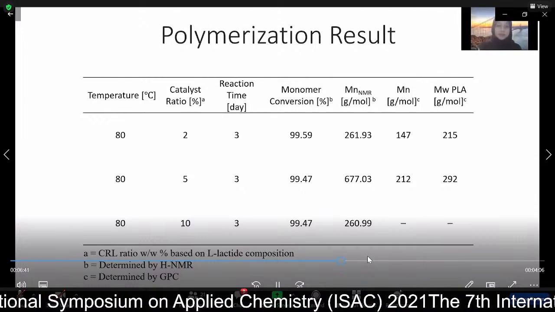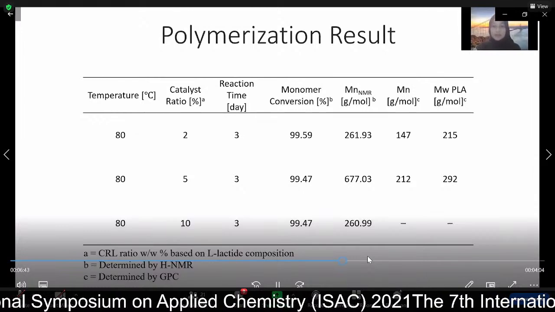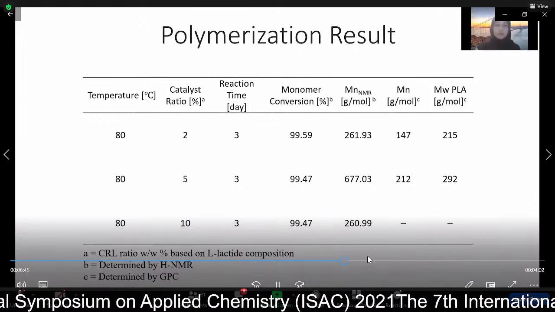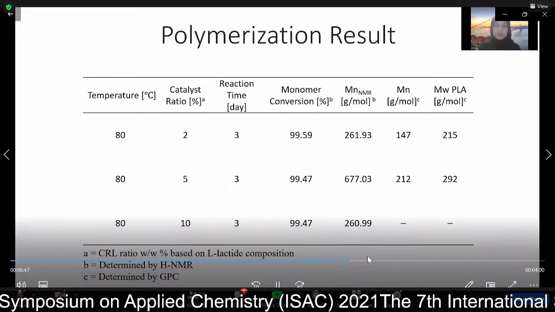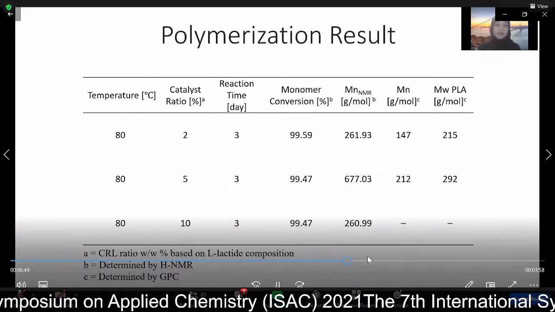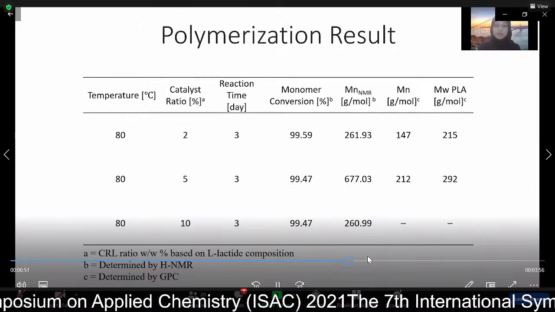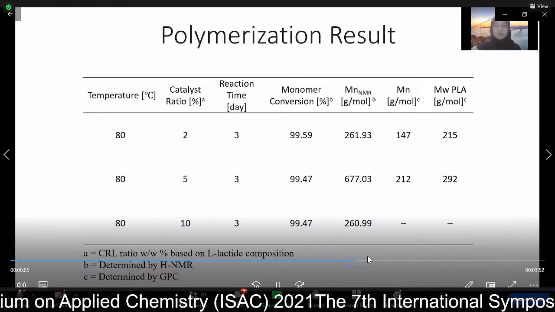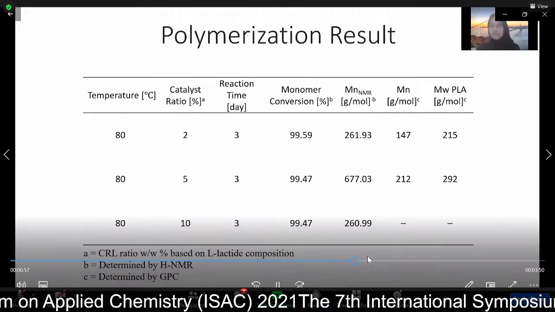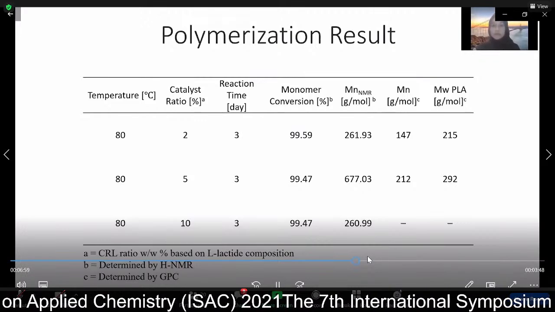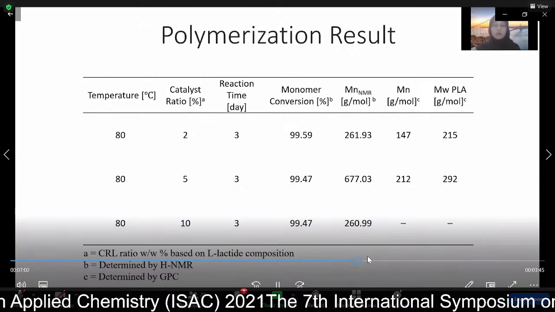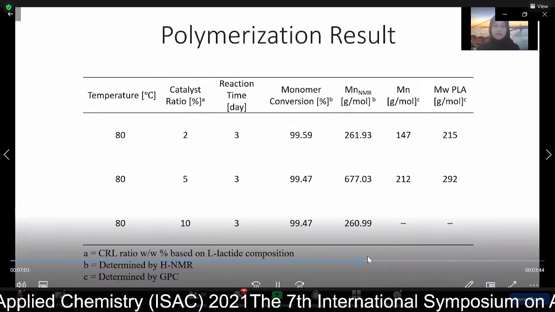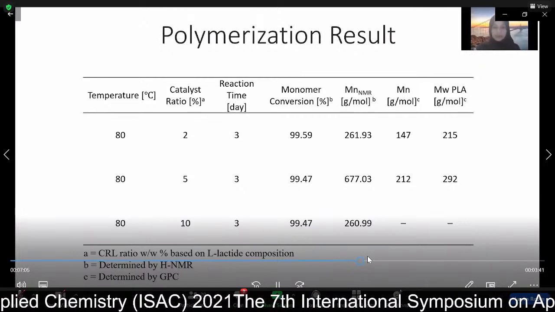This is the result of the PLA product. The synthesis process was conducted at 80 Celsius for 3 days. After calculating the conversion of lactate, the table shows that all samples have a high conversion number. The optimum lactate conversion of 99.59% was achieved by the sample that was prepared using a 2% catalyst ratio. However, the difference in the monomer conversion between samples was not significant.